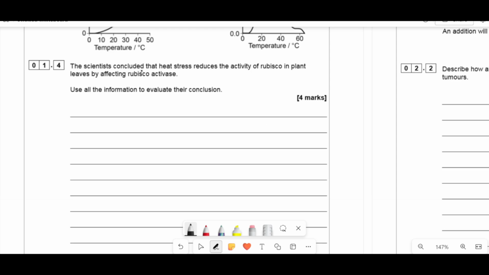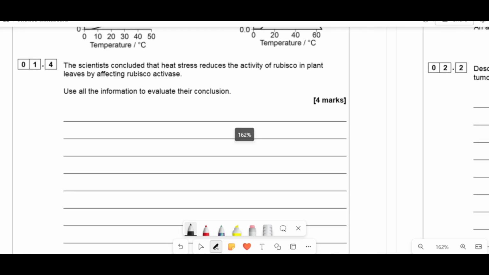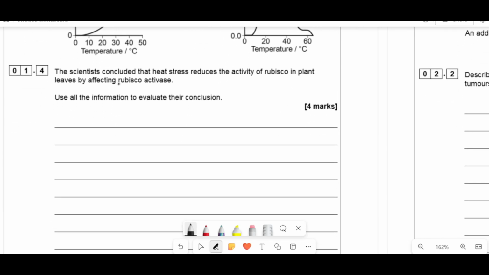Interesting. So the scientists concluded that heat stress reduces the activity of Rubisco in plants by affecting Rubisco activase. Use this to evaluate the conclusion. So they're saying that heat stress does something to Rubisco activase, which then for some reason reduces Rubisco activity. So let's have a look, shall we?